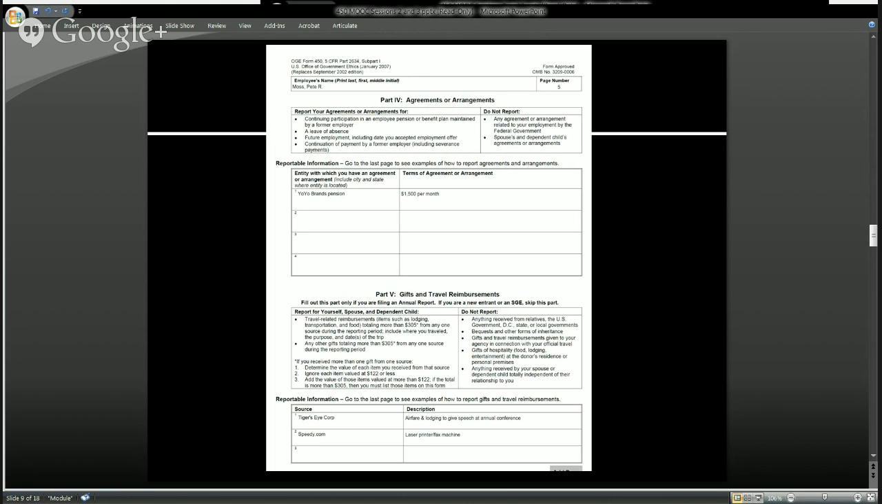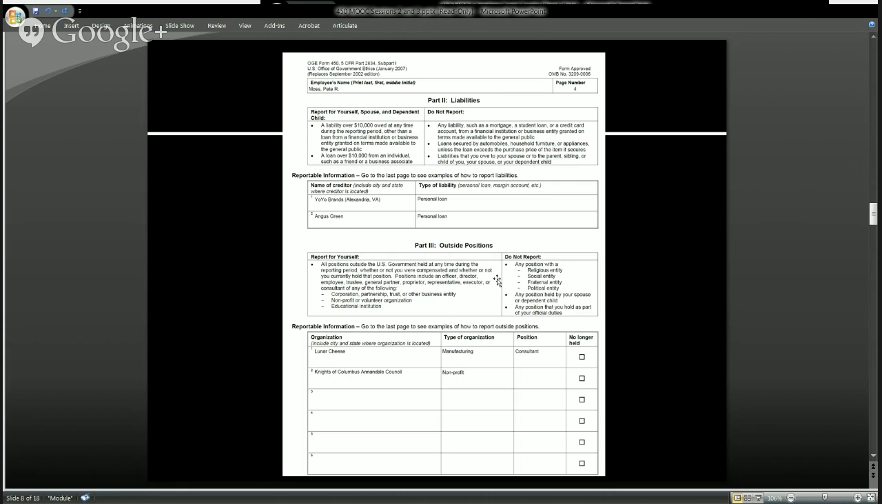The 450 does not require that information. The 450, and I can show you here on the instructions, says do not report any position with religious, social, fraternal, or political entities. So from the 450 review perspective, the Knights of Columbus doesn't have to appear on the report. That's a great question, so thank you for asking.